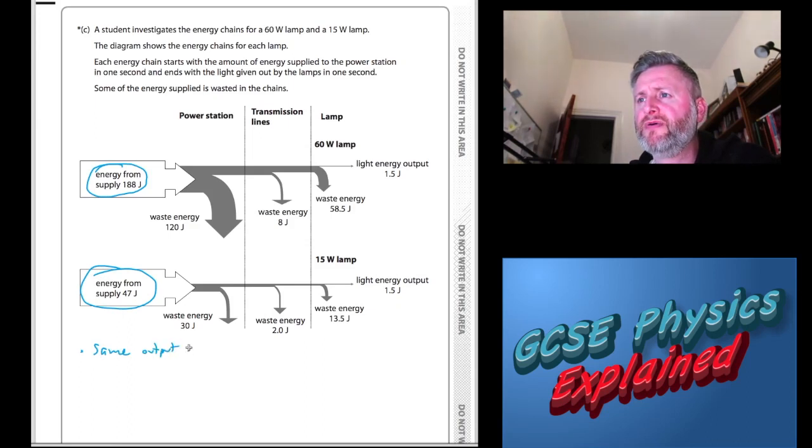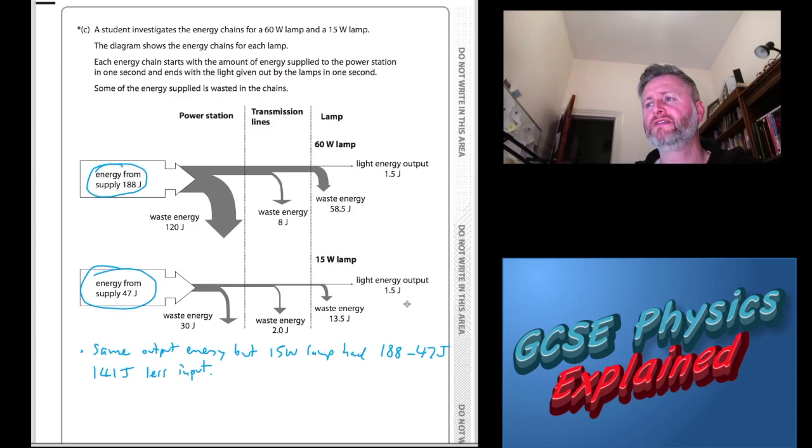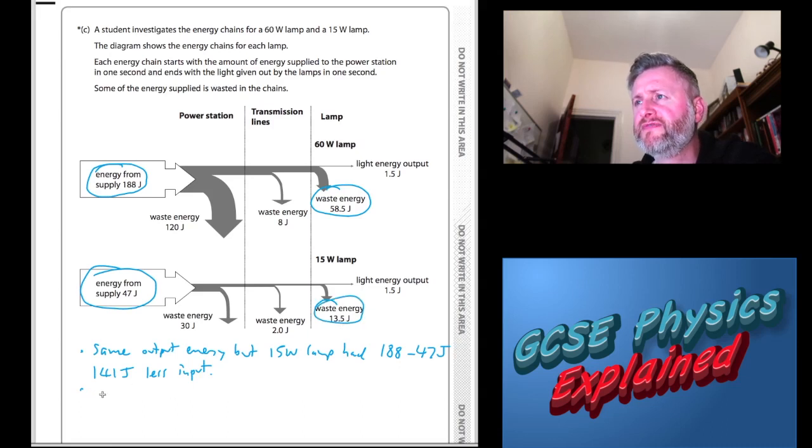Same output energy, but 15 watt lamp had 188 take away 47 joules, so that's 141 joules less input. Don't just quote the figures, manipulate them, right? Take one thing away from another thing and all that type of stuff. You can see here the 60 watt lamp wastes 58.5, whereas this one only wastes 13.5.